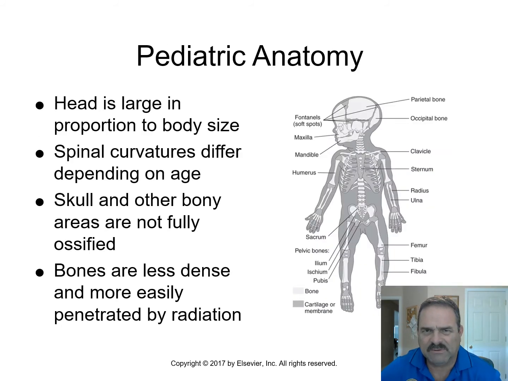All right, so pediatric anatomy: the head is larger in proportion to the body size. Spinal curvature is different depending on age. Skull and other bony areas are not fully ossified. They don't have tons of calcium, so they lean a lot towards cartilage, especially in the infants. So they get greenstick fractures if they do get fractures, and they usually don't get fractures because they are so pliable. Bones are less dense and more easily penetrated by radiation.